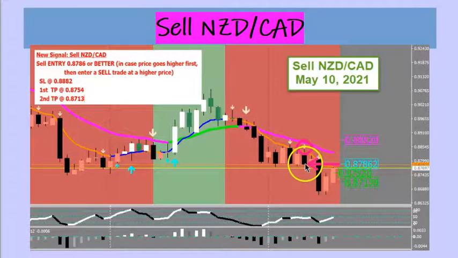Okay, so at the end of this candle, or back here, price was retreating the next day, so we actually got in at 0.8786 or better, which means in case price goes higher then we get in at a better price, okay? Expecting price still to come down. Now, this next day, with this huge black candle, you can see price not only hit the first profit target, here's our first profit target, but it also hit our second profit target.